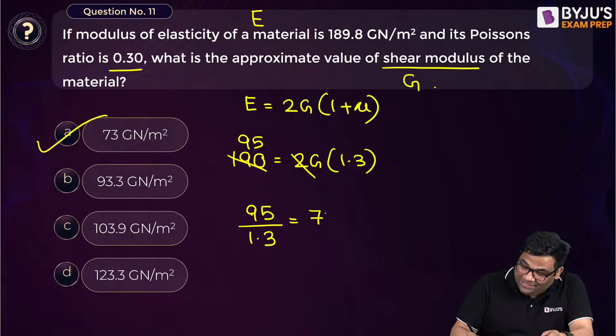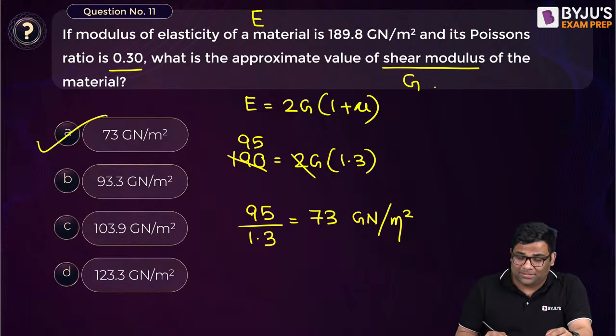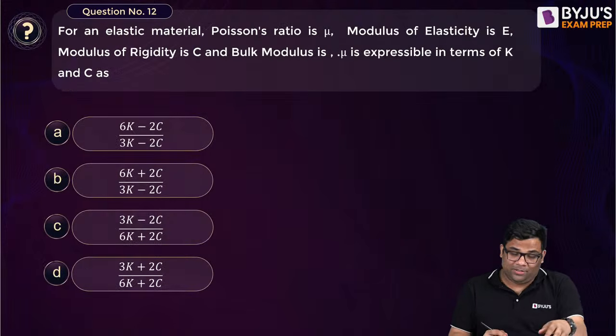Yes, 73. You do not need to calculate always. You can be a little smart sometimes, because the other options are either more than 95 or in the range of 95. So obviously it will be 73. Understood. Next question, question number 12.